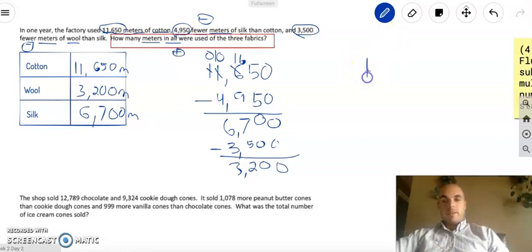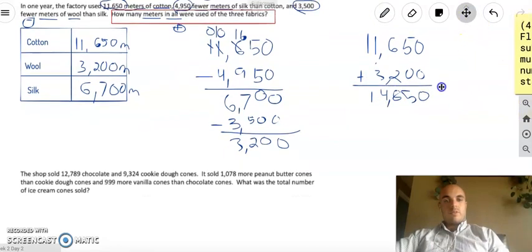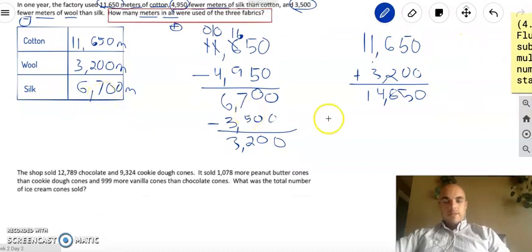So I'm going to add up 11,650. I'm going to add wool to that. It's 3,200. 0 plus 0 is 0. 5 plus 0 is 5. 6 plus 2 is 8. 1 plus 3 is 4. 1 plus nothing is 1. 1, 2, 3, comma. Great. Scroll down just a little bit so we have some room. Now I'm going to add my 6,700 meters. 6,700. Let's make this line up like we need it to.